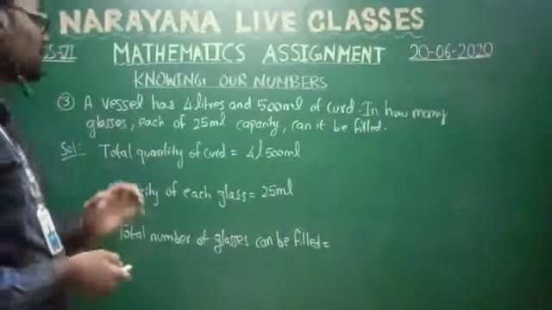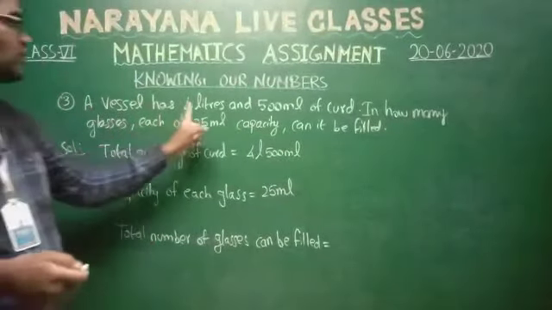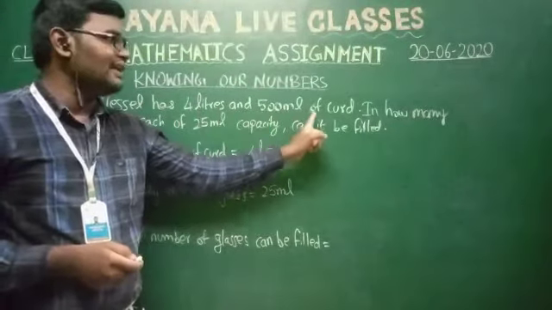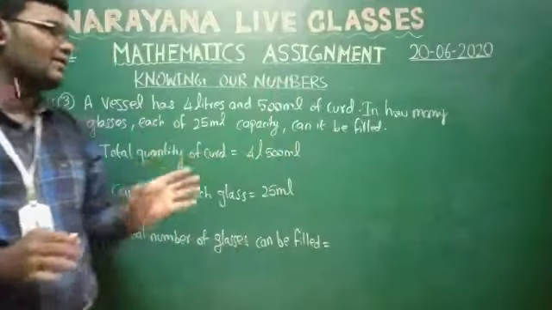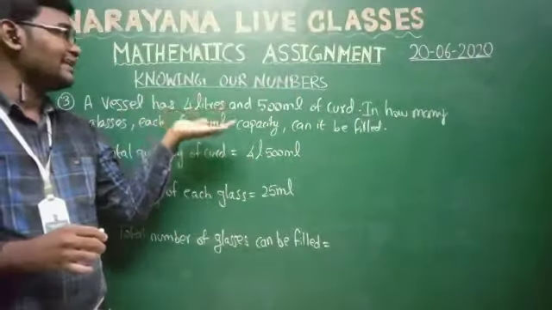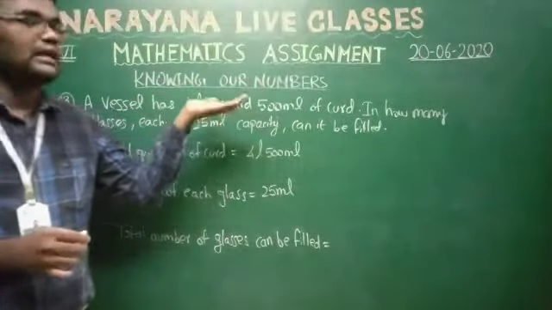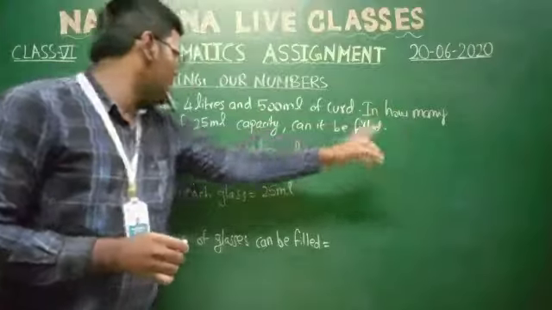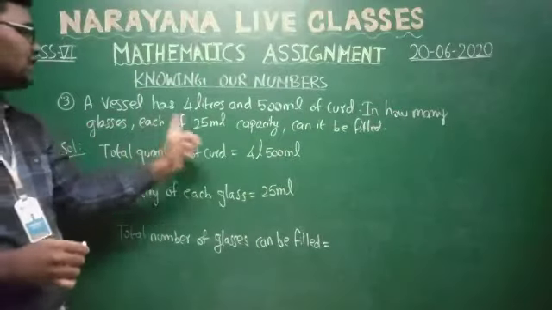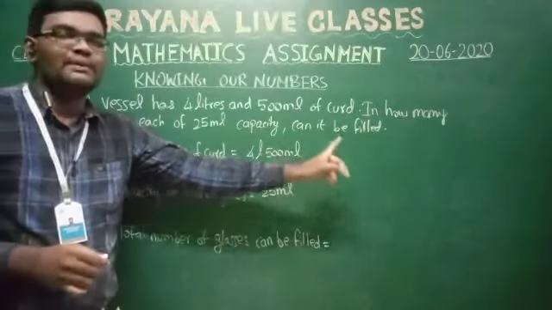Now we'll discuss the third problem. A vessel has 4 liters and 500 ml of curd. I hope you all know what curd is. It is 4 liters and 500 ml in a vessel. In how many glasses, each of 25 ml capacity, can it be filled?